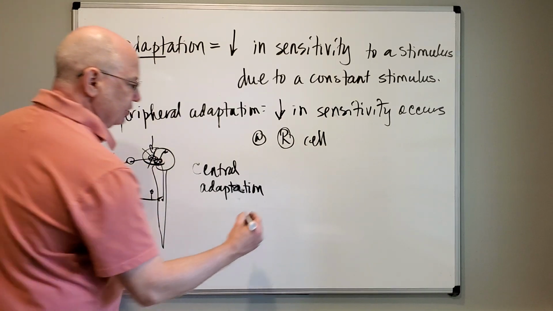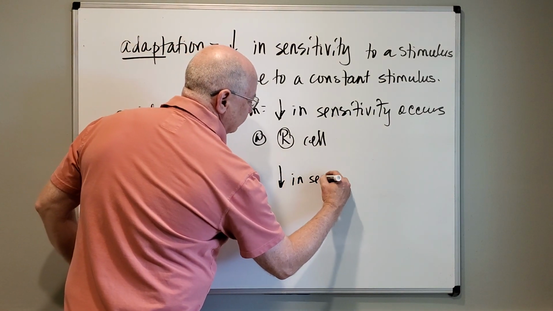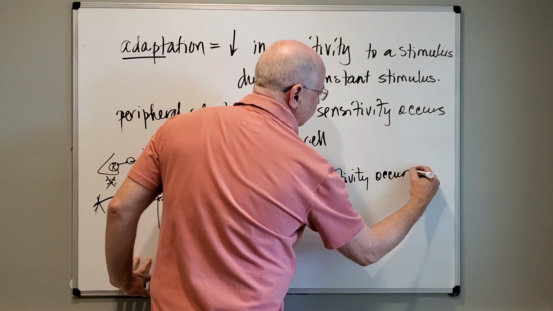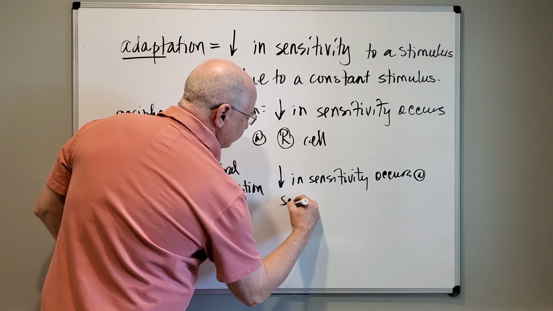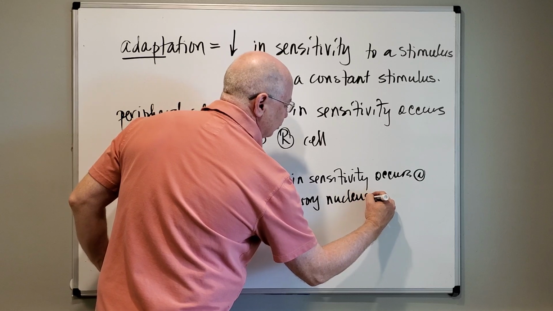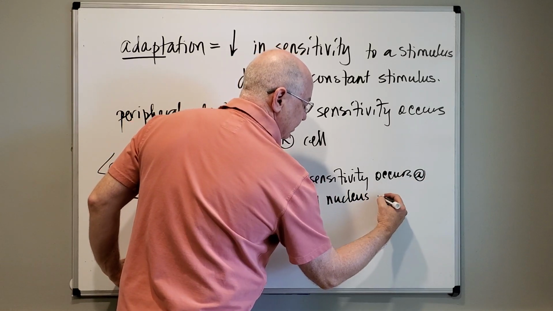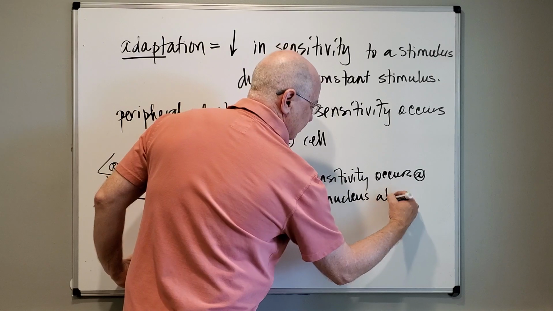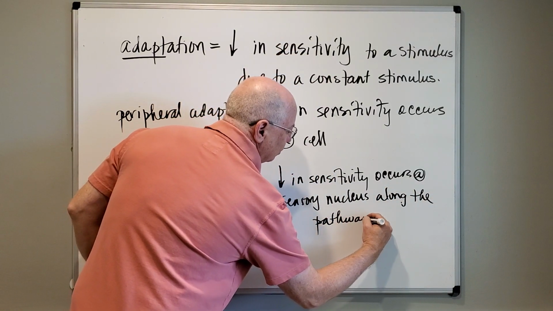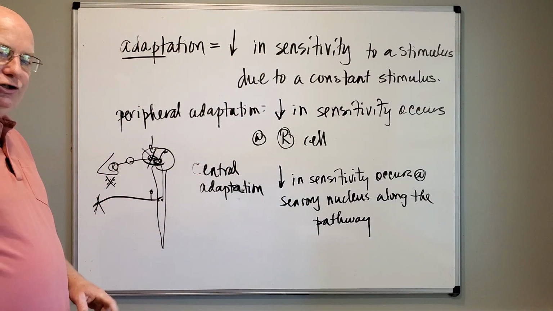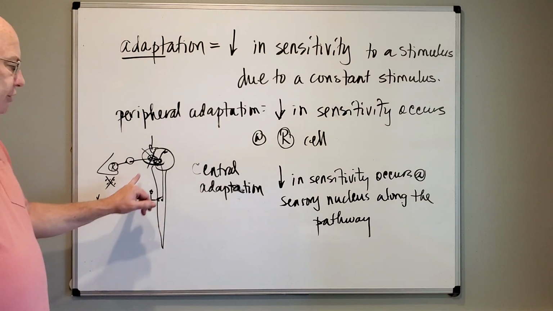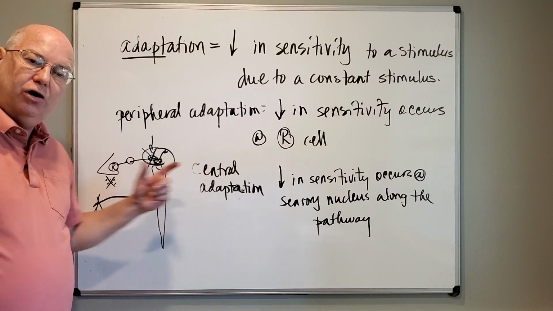In central adaptation, the decrease in sensitivity occurs at a sensory nucleus along the pathway, or at a nucleus along the sensory pathway. Some books will say it one way, some will say the other. So essentially, the name tells you where the adaptation is occurring. Is it occurring at the receptor in the periphery, or is it occurring at a centrally located nucleus along the sensory pathway?